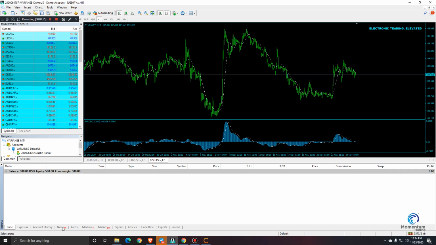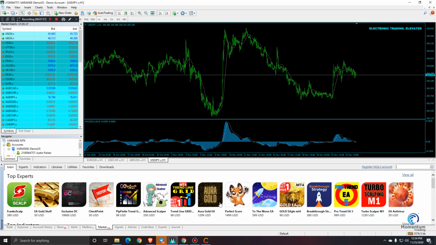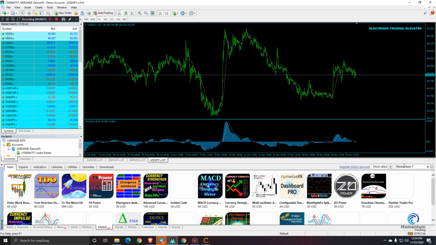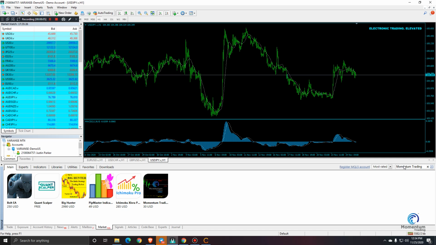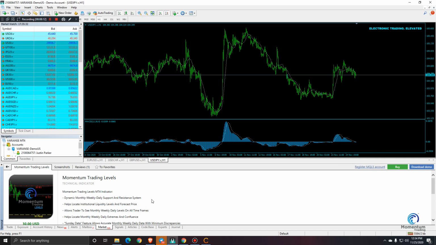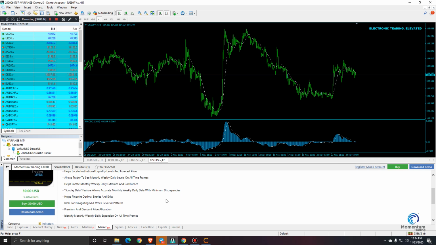The terminal has a market tab. So I'm pretty stoked that I got my first indicator on the markets tab. So what you're gonna do is you're gonna pop this open, momentum trading levels.